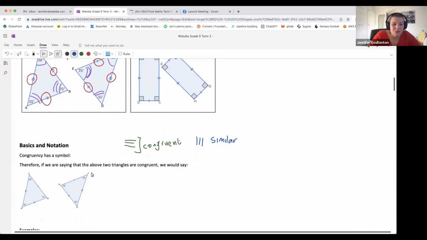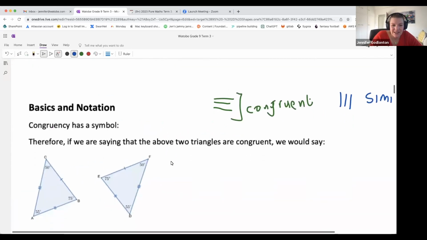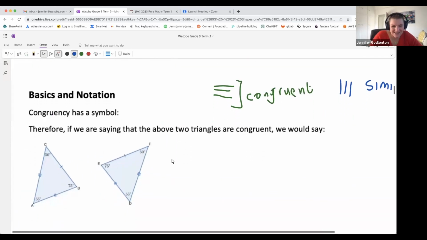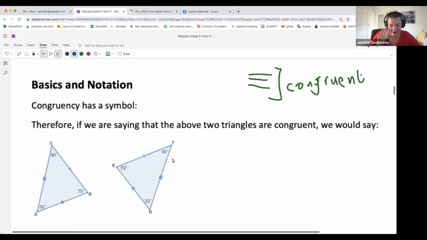Okay, so now let's try and use it in a sentence. Who feels brave? Before I explain anything further, I would like someone to give me the mathematical sentence on how I could write that this one triangle is congruent to the other triangle. There's a whole lot of things I need to be careful about. Let's see. Okay, Artile, yes, can you help me out?